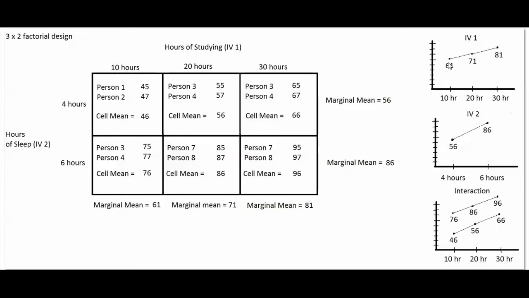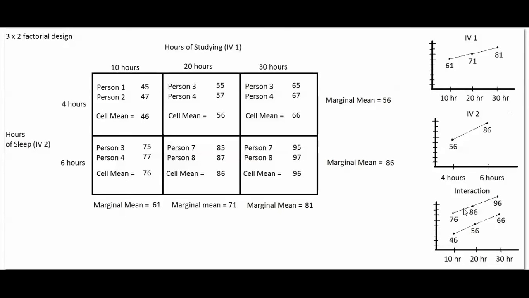In this graph over here, we can see the main effect of IV1. These are just the 3 column means. We can see that the mean exam score is increasing as people are doing more studying. This graph right here is showing the main effect of IV2. It's just showing the 2 row means. It's showing that the mean of the 6 people who studied 6 hours is higher than the mean of the 6 people who only studied 4 hours in the top row.